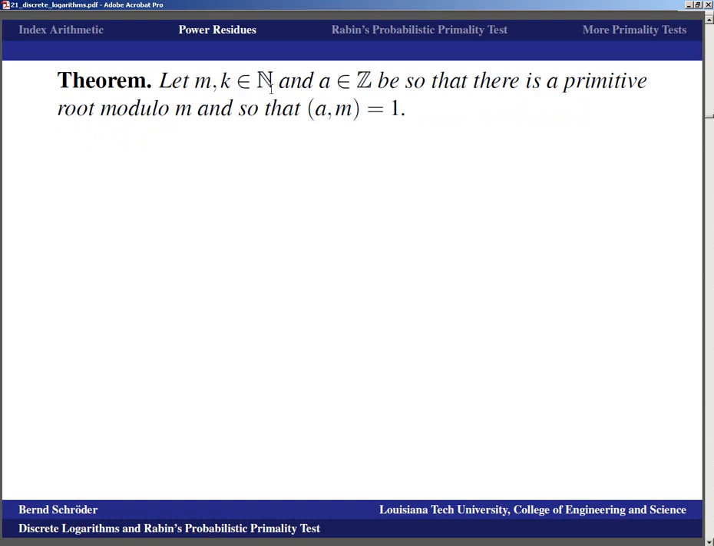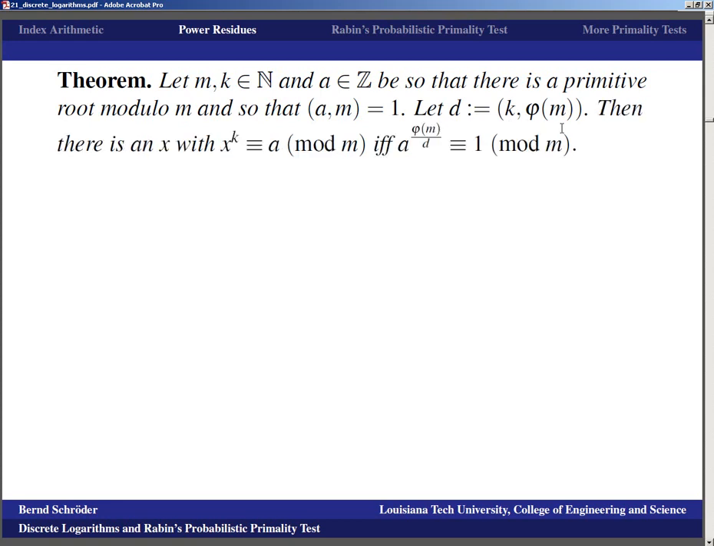And once we have that, we can figure out when we get those. So again, we take m, k be natural numbers, a be an integer, so that first of all there is a primitive root modulo m, and we want also again that the greatest common divisor of a and m is 1. We let d be the greatest common divisor of k and phi of m, and then there is an x so that x to the k is equivalent to a modulo m if and only if a to the phi of m over d, which is an integer, is equivalent to 1 modulo m. So this is actually really nice because the solvability of a power equation is completely determined by something that's a lot simpler, namely taking the right hand side and raising it to a power.